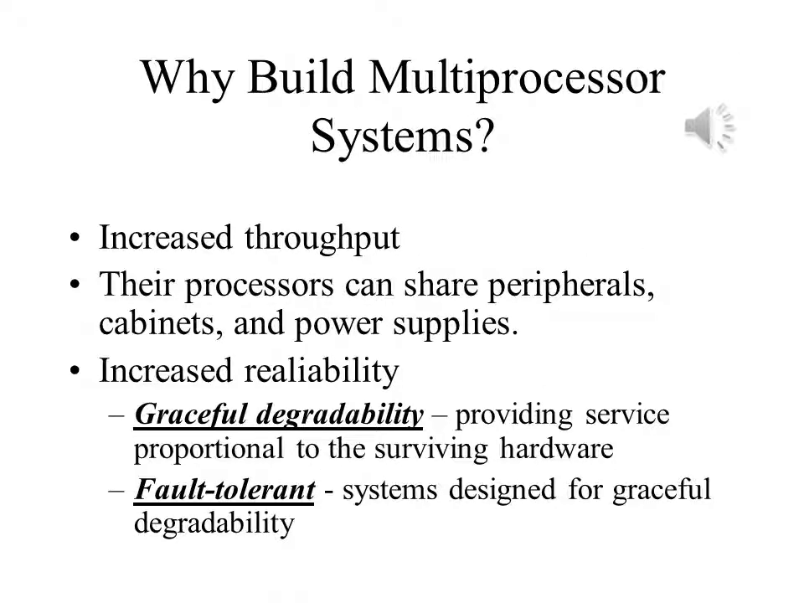The question is, why build such multiprocessor systems? There are a variety of different reasons depending on the particular system. For one thing, it will generally increase throughput. Multiple processors can do much more work than one processor can. Additionally, their processors can share peripheral devices, cabinets, and power supplies, giving it an advantage over having several computers, each with one processor. An additional advantage that they have is increased reliability.